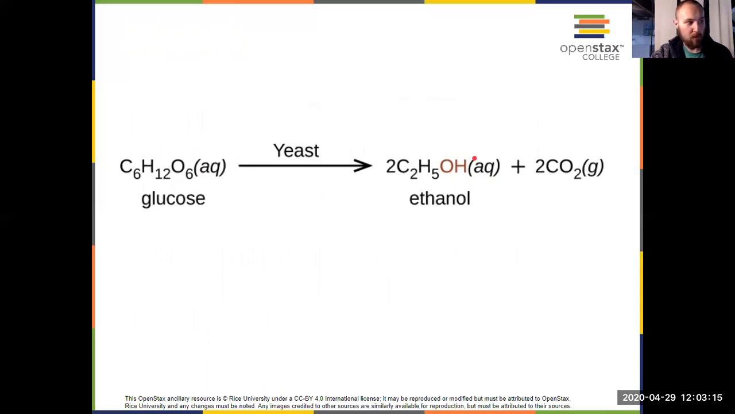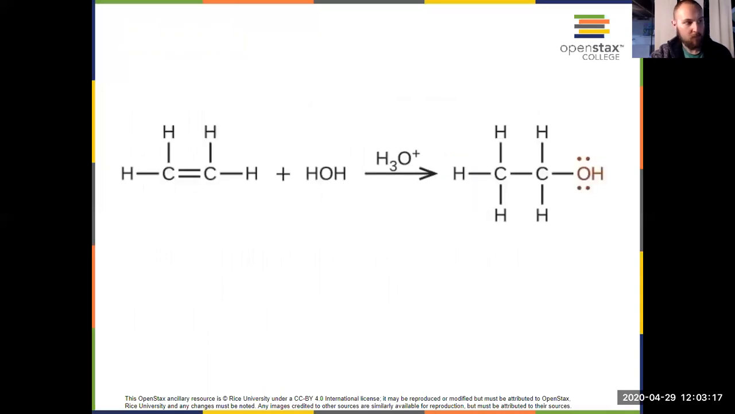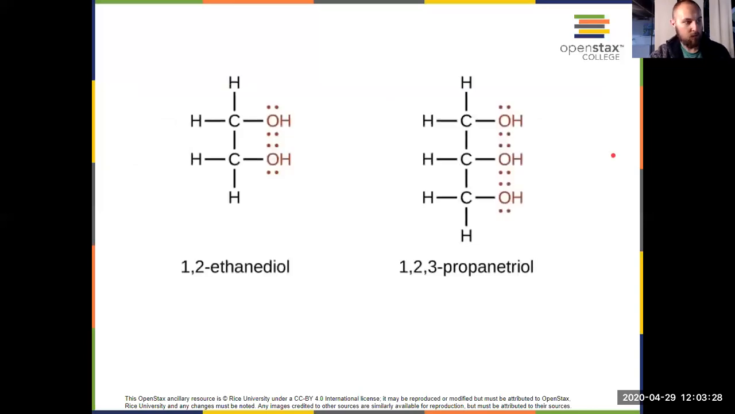We can also prepare them from alkenes. It's known as a hydration reaction. Water adds to an alkene, and we get, again, an alcohol. Be able to identify those. We can have one OH in a molecule. We can have several OHs in a molecule.